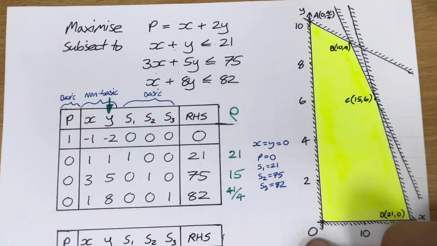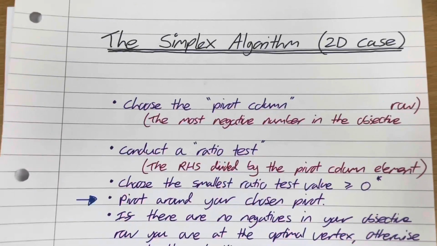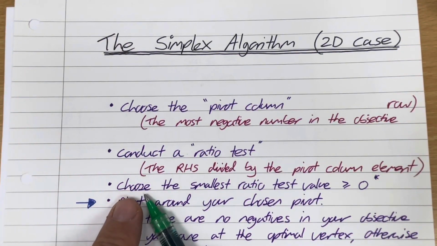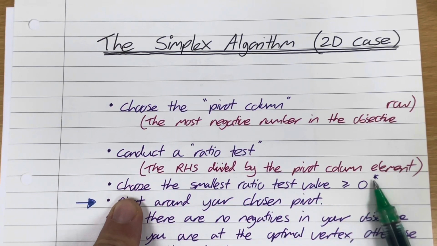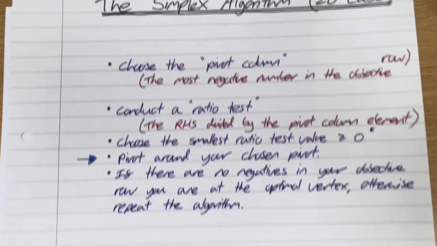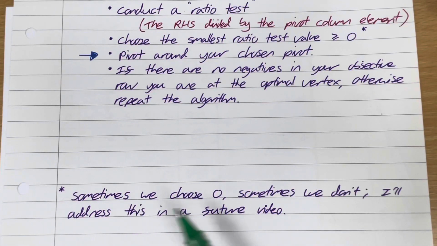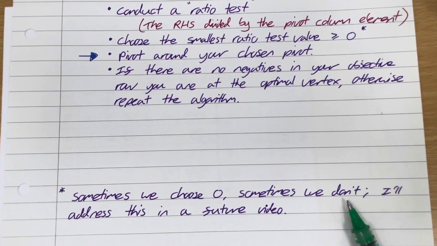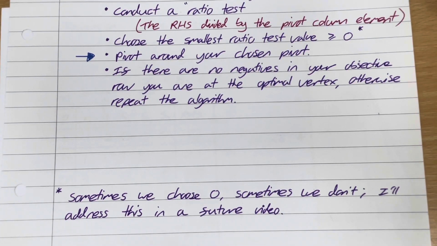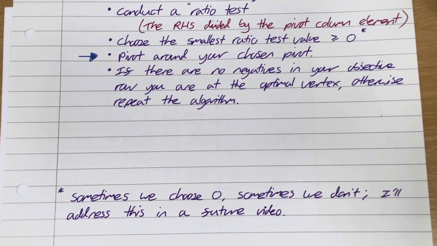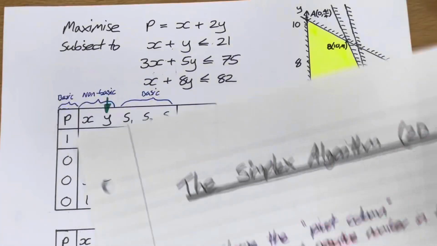So let's go back to my instructions a second. Point 3, we're going to choose the smallest ratio test value that's greater than or equal to 0. And I put a little asterisk here and at the bottom of the page. Sometimes we choose 0, sometimes we don't. I'll address this in a future video. For now, we're not actually going to meet any zeros in the ratio tests for this problem, but I'll address it when we do in a future video.